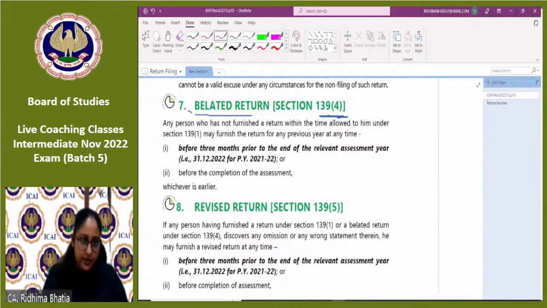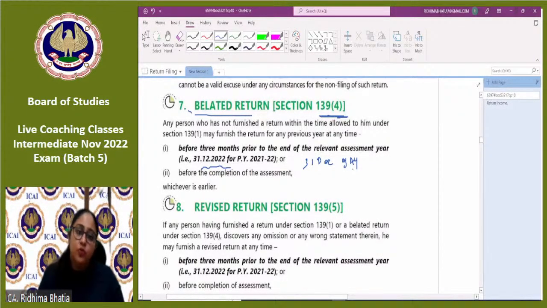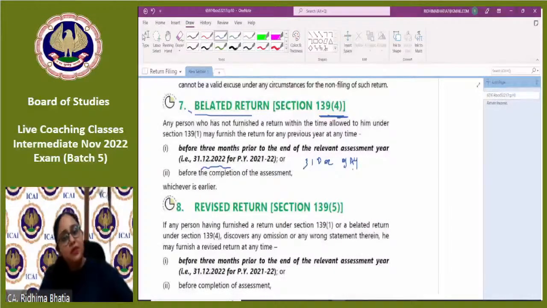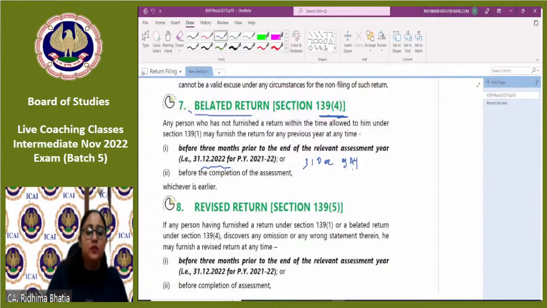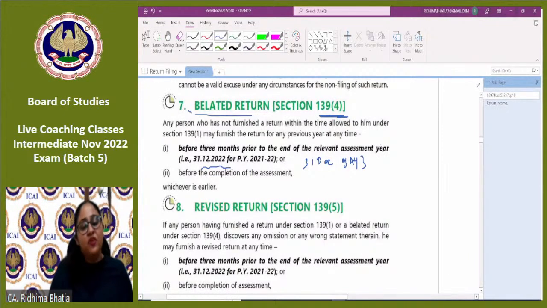So the belated return can be maximum filed within 9 months of the assessment year, or they say 3 months prior to the end of the relevant assessment year, or simply you can write by 31st December of the assessment year. All three things which I said mean the same. Within 9 months of the relevant assessment year, before 3 months prior to the end of the relevant assessment year, that is 3 months before 31st March, or by 31st December of the assessment year.